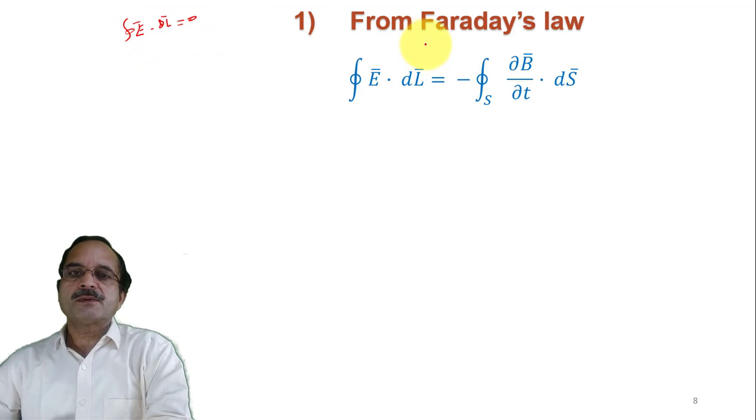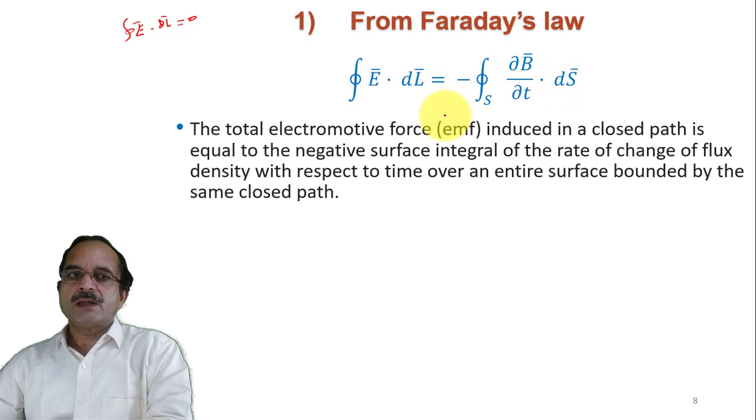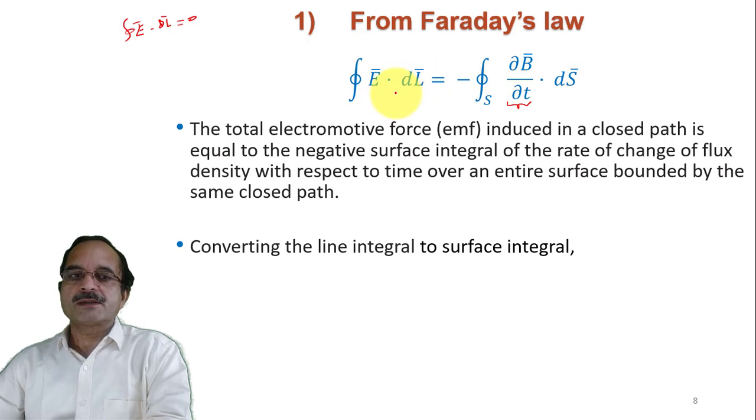But in case of time varying fields, this is not 0. So this is EMF induced actually. So this is the negative surface integral dB by dt dot dS. This means the total electromotive force or the EMF induced in a closed path is equal to the negative surface integral of the rate of change of flux density with respect to time over an entire surface bounded by the same closed path. So this is what is represented by this mathematical equation, which is applicable for time varying fields.